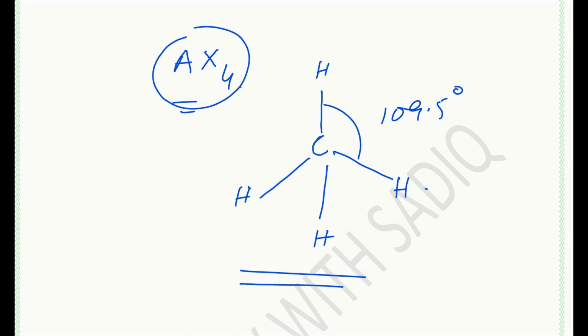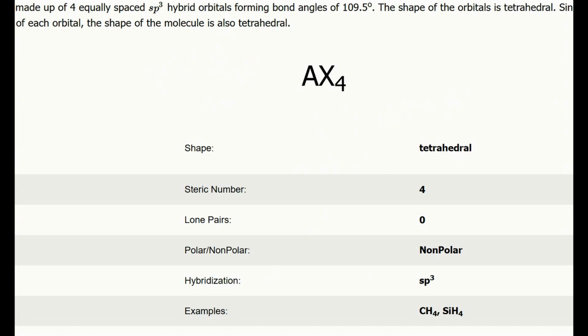Based on this structure, we are going to see what the other structures look like. Let me tell you that the geometry of the molecule, the shape of the molecule, is tetrahedral, and there are four pairs of electrons around this particular structure. It's a non-polar structure. The hybridization is sp3, and a common example, SiH4, follows the same pattern.